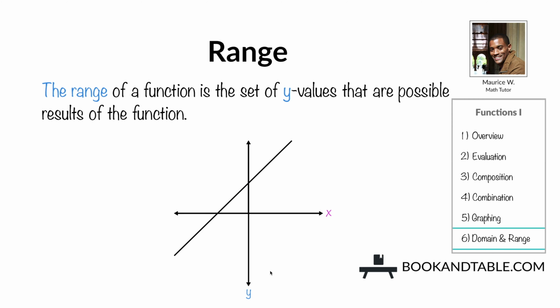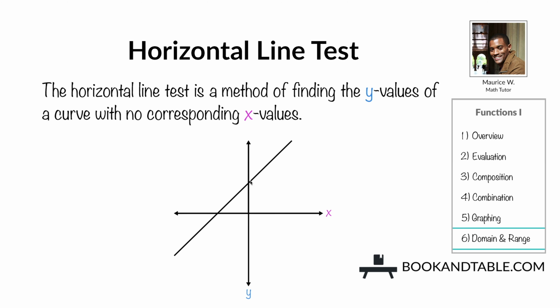So let's briefly discuss the range of a function. The range of a function is a set of y values that are possible results of the function. So you will need to pay attention to the y values where there may be a gap in the function. The horizontal line test is a method of finding the y values of a curve with no corresponding x values.